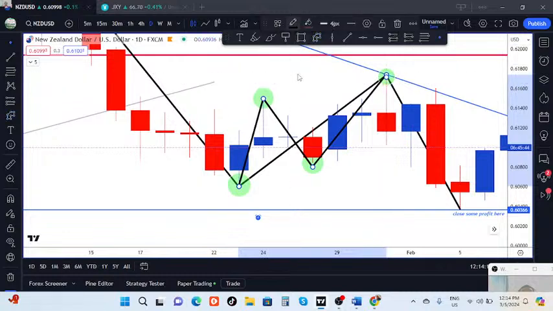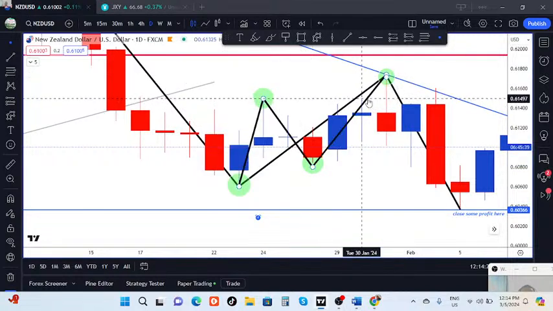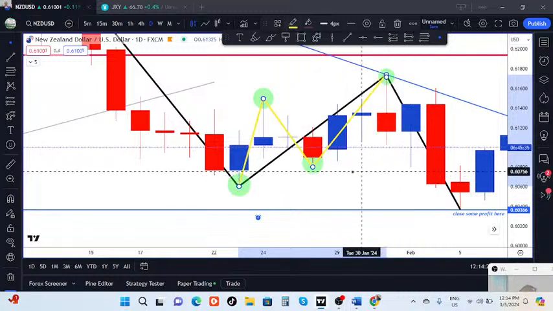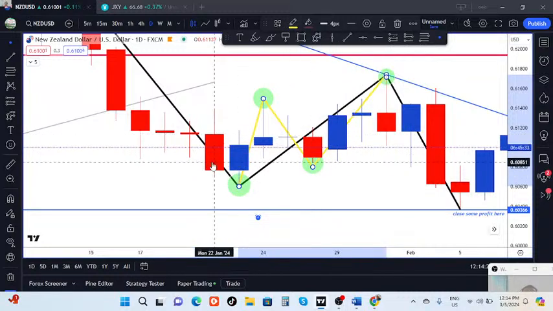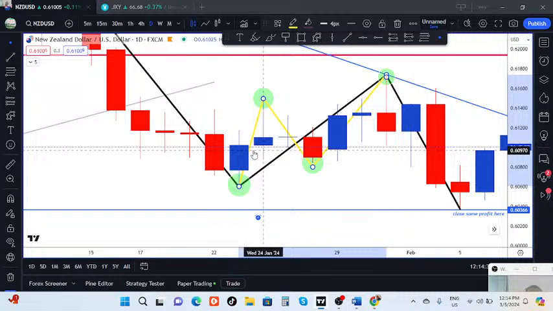Right here, so we're going to make this color yellow. So you can see, once this market made this short-term uptrend, we can buy this market on the smaller time frame if we are skillful enough.